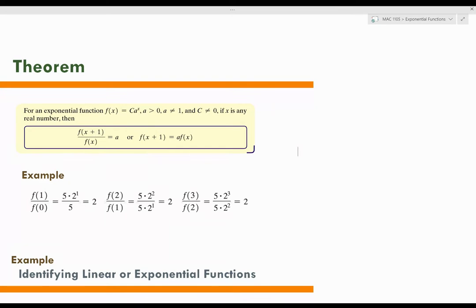So the theorem is saying that if you have a data set and if the ratio of consecutive outputs is constant. Okay, so if you have a data set and the ratio of consecutive outputs is constant, you have been given an exponential function.